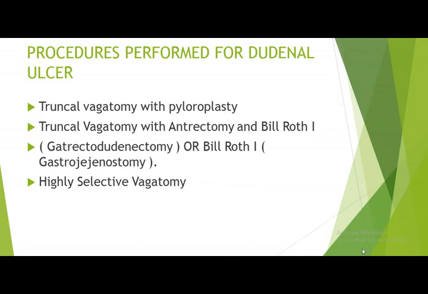This is called Roux-en-Y jejunostomy. So it's not duodenostomy. You are not going to anastomose with the duodenum. You are doing the Billroth 2 procedure, in which we are doing the gastrojejunostomy, or Billroth 2 gastrojejunostomy. Okay? And this is called Roux-en-Y procedure as well.